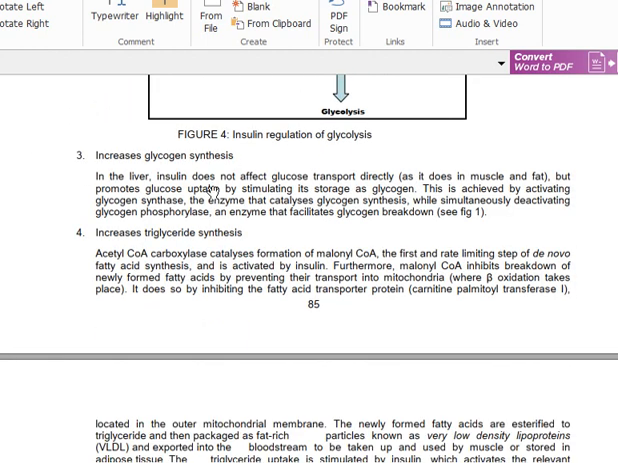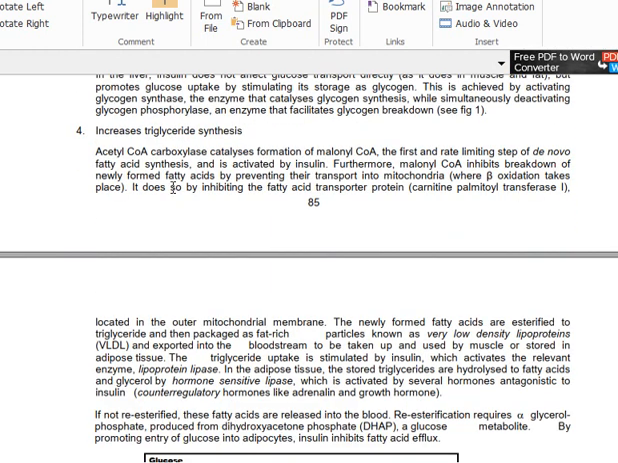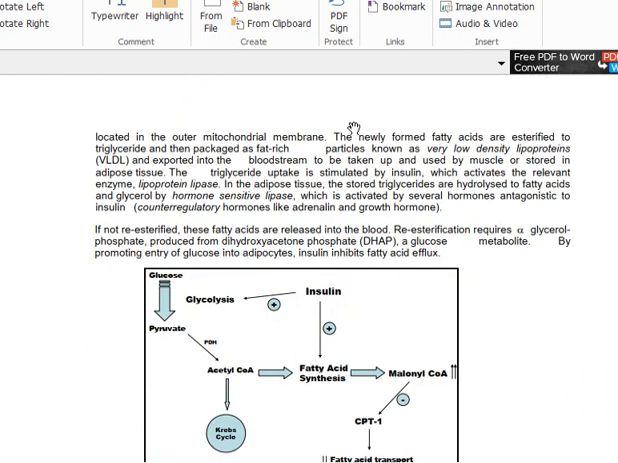The next thing is that it's also going to increase glycogen synthesis at the level of the liver. So at the level of the liver it is also going to cause an increase in production of glycogen. It's also going to cause an increase in triglyceride synthesis, because acetyl-CoA carboxylase catalyzes the formation of malonyl-CoA. So you need to know that there is going to be more production of acetyl-CoA that can now enter the production of triglyceride. Is it clear?